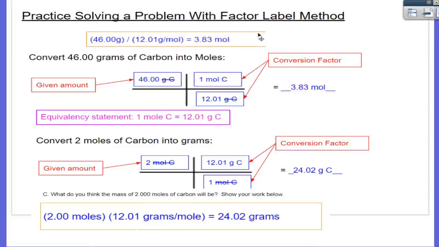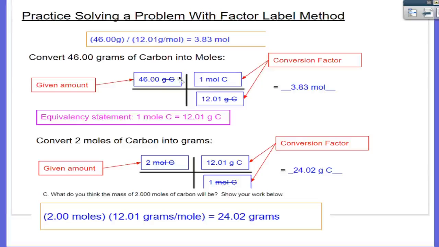Then the second question we did in the gizmo, I was given 46 grams of carbon and asked to find the number of moles. So my given amount here was the 46 grams of carbon. Since I started with grams of carbon, I wanted to divide by grams of carbon. So I put those on the bottom. And since one is on the bottom, one is on the top, that means moles goes onto the top.